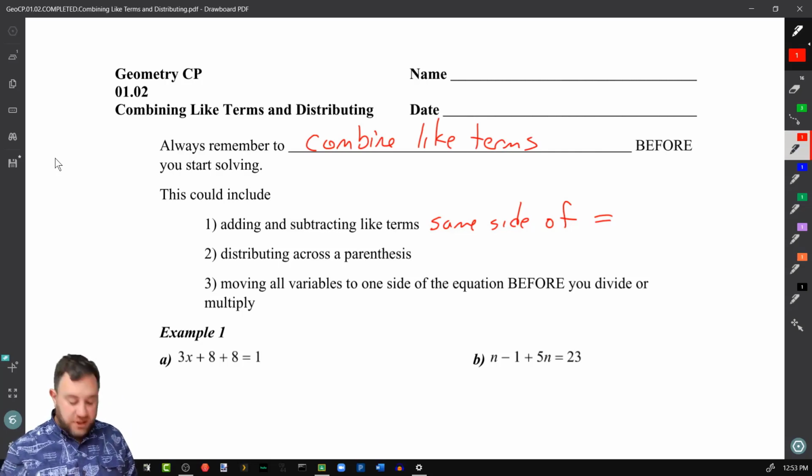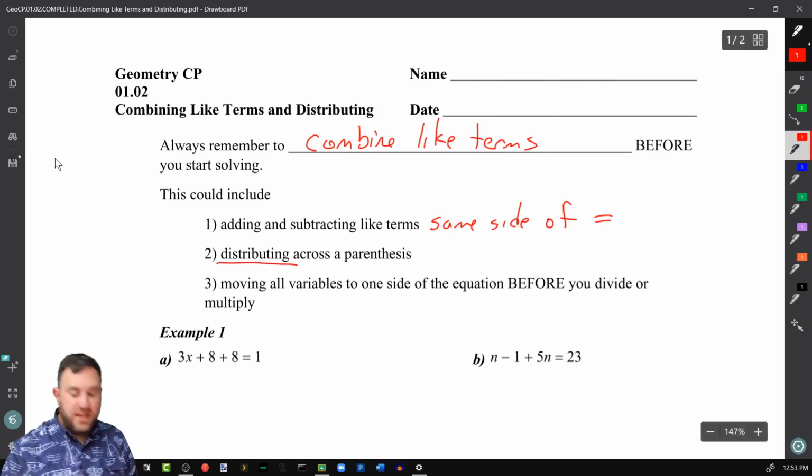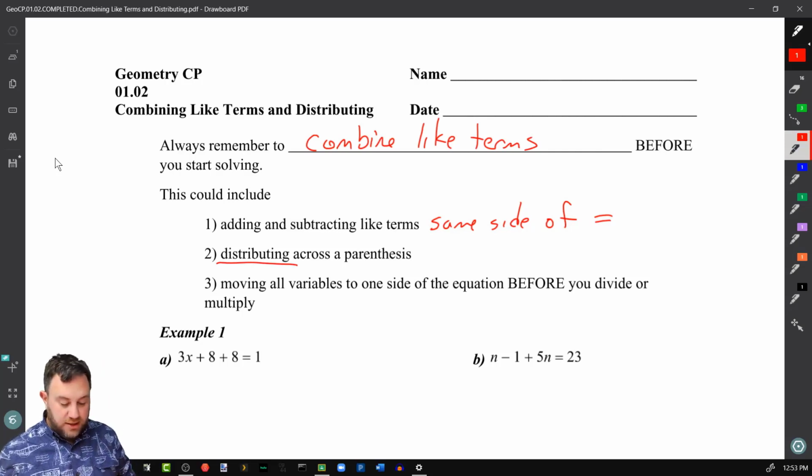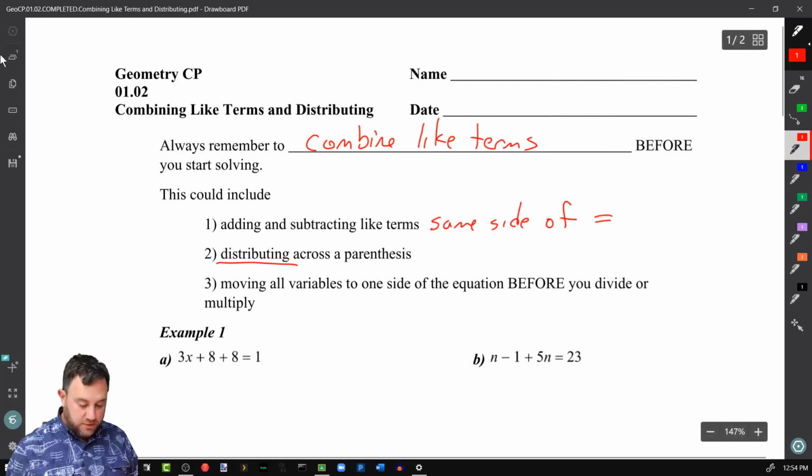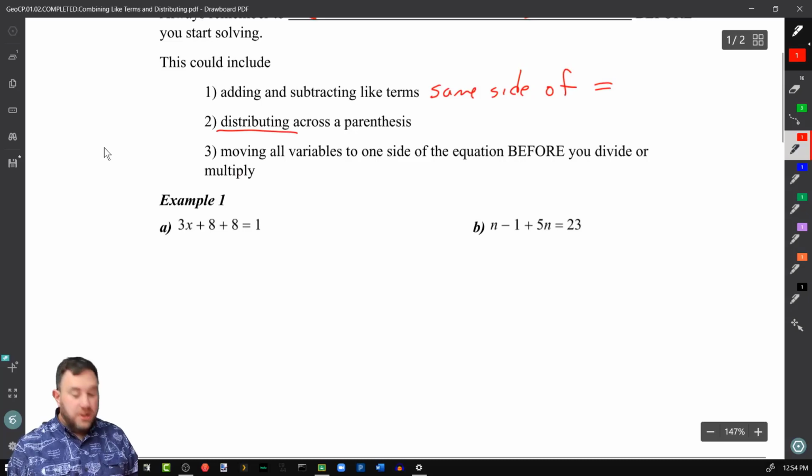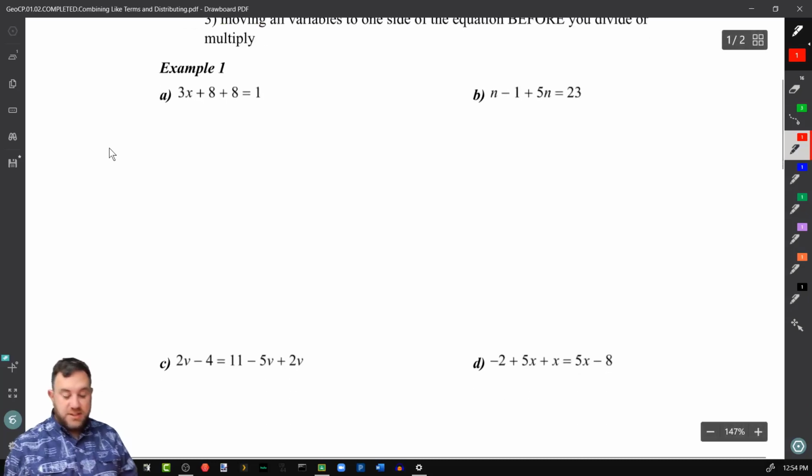If you have parentheses, you need to distribute across that. We'll review that. And then remember, all your variables need to be on one side of the equation before you can divide or multiply. We talked about that a little bit last time, but we'll get more into it here in a moment. So let's go ahead and do some of these examples.